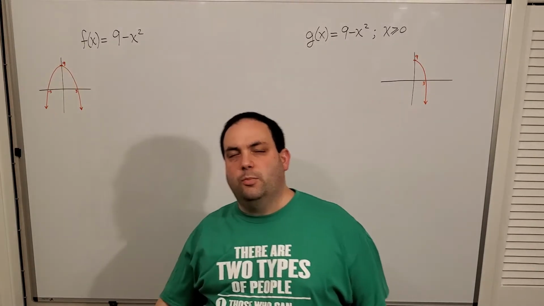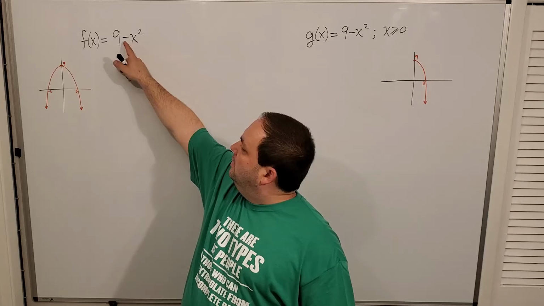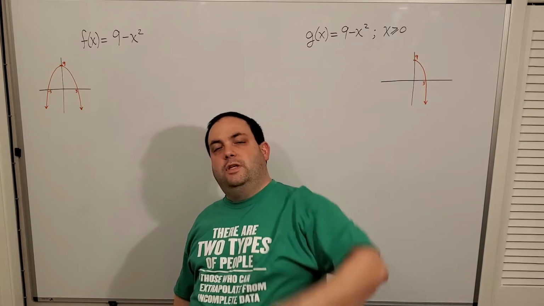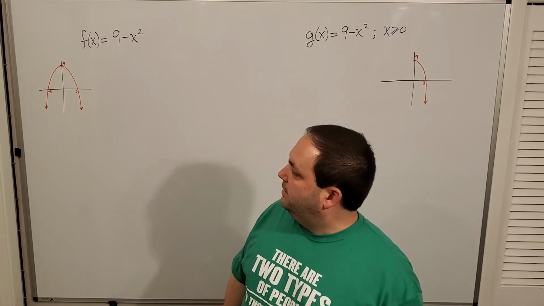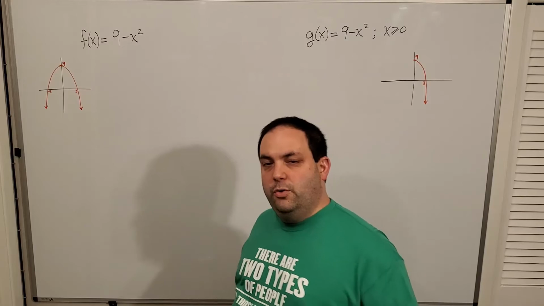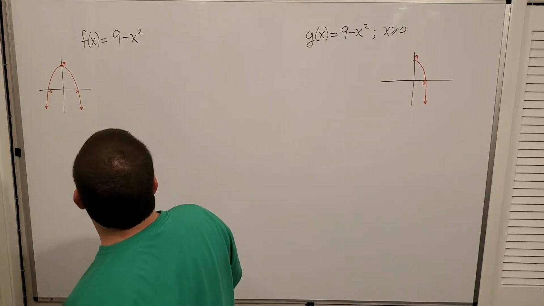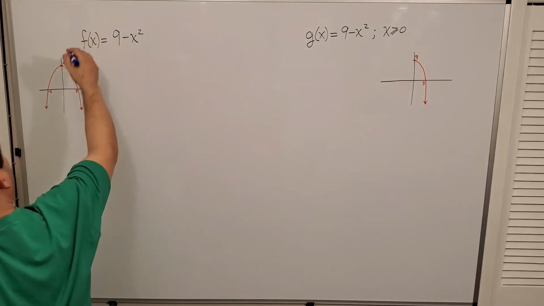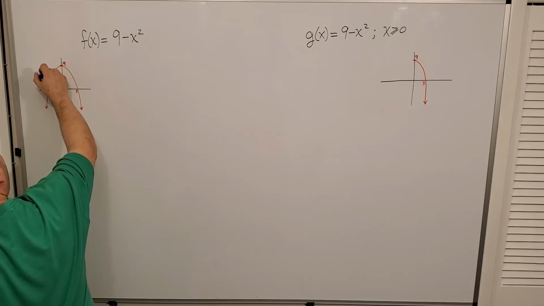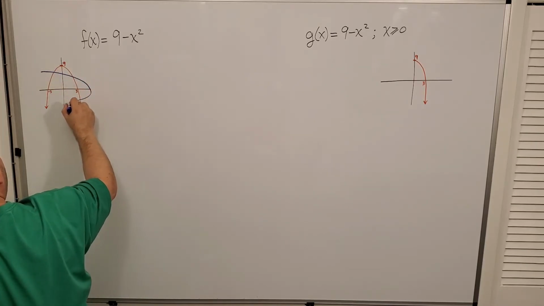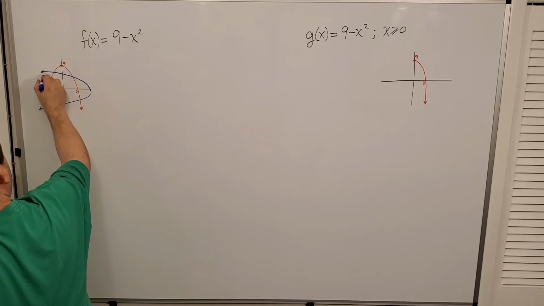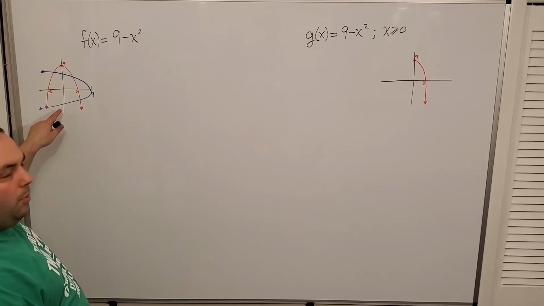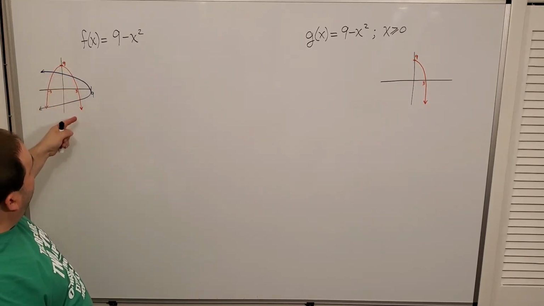9 minus x squared is a parabola, right? X squared is a parabola. The negative on the outside gives it a vertical reflection, and plus 9 on the outside just moves it 9 up. All right? So if you were doing the inverse graph here, let's just say we were doing the inverse graph. What you would find is that you'd end up with something like this, right? Where this part over here would be at 9. That would be your inverse. But notice the inverse does not pass the vertical line test.